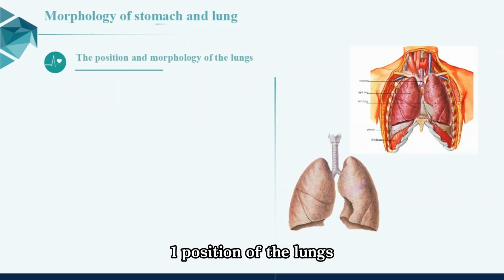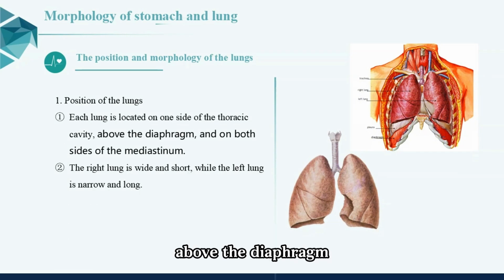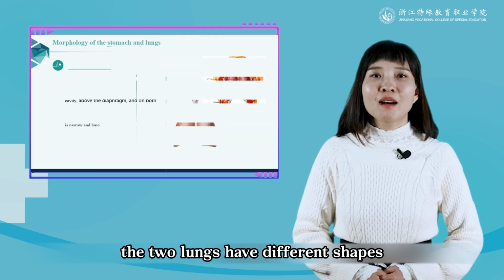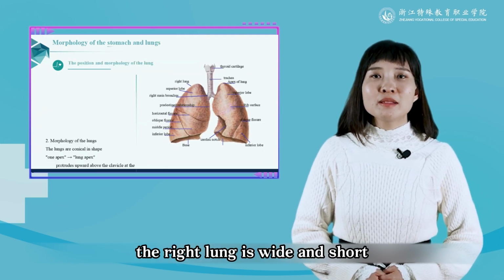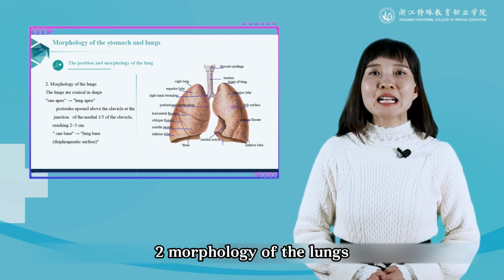1. Position of the lungs. The lungs are located in the thoracic cavity, above the diaphragm, and on both sides of the mediastinum. The 2 lungs have different shapes. The right lung is wide and short, and the left lung is narrow and long.